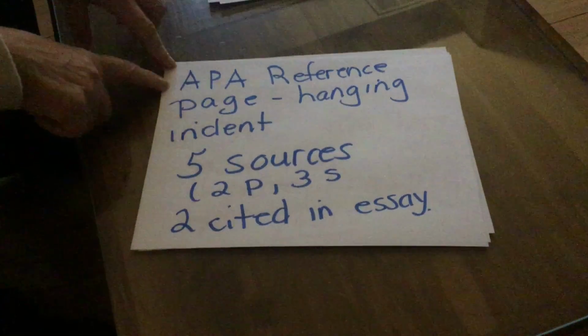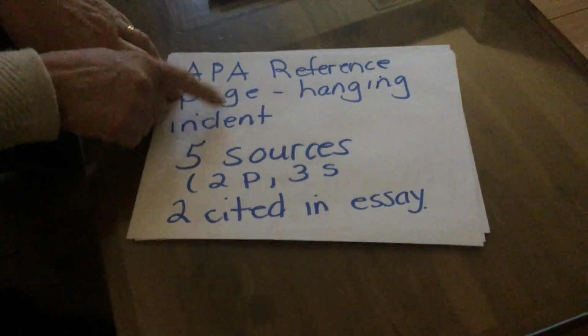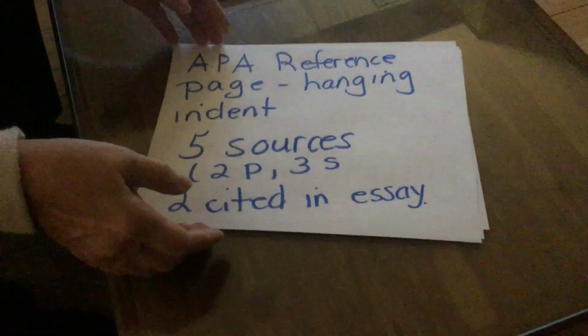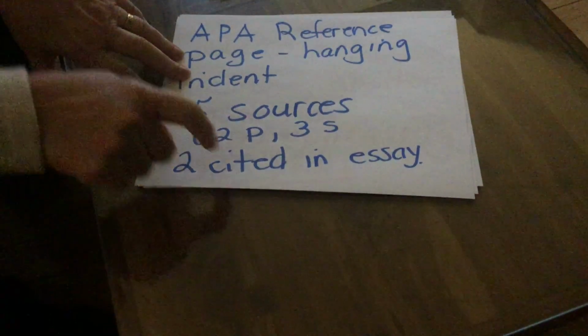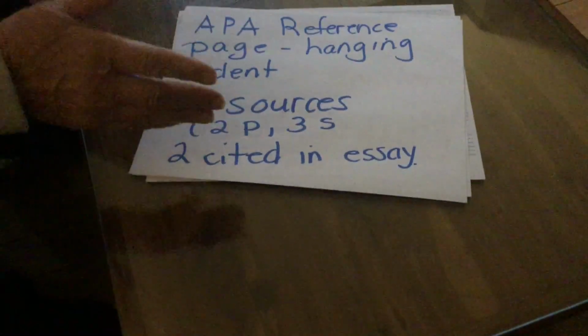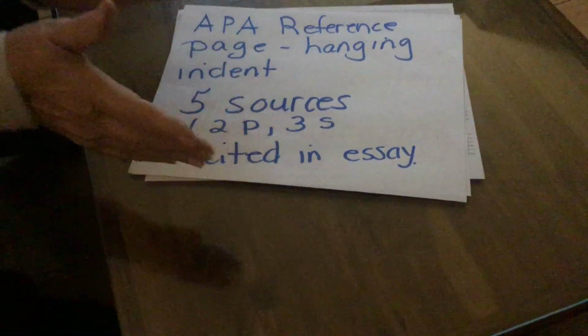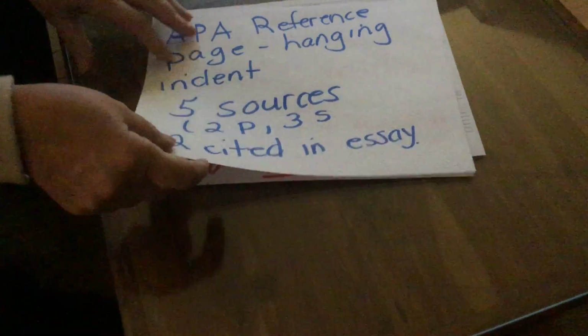Then you have your APA reference page. You do include a hanging indent on your reference page. You do it exactly in APA style. Remember, there are 5 sources, 2 primary and 3 secondary, and at least 2 of the 5 sources need to be cited in the body of your essay.